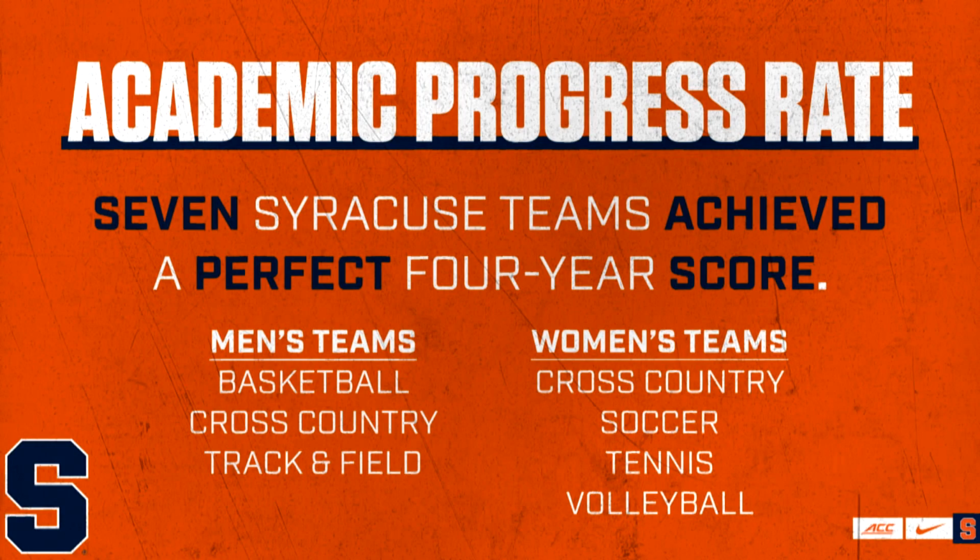APR is a metric that the NCAA created really back in 2000 to 2004. That metric is a real-time look at the health of an athletic department, how well they're keeping their student athletes eligible and retaining those student athletes at the university. And it also has real implications to postseason competition.